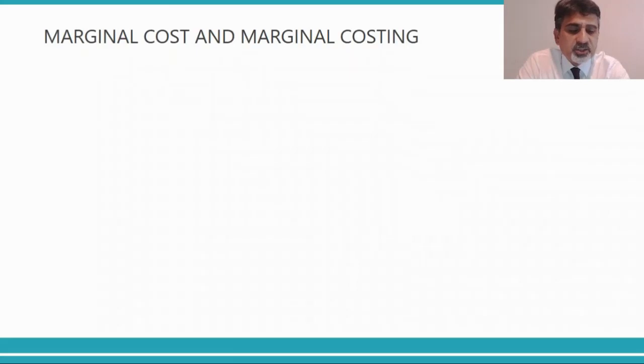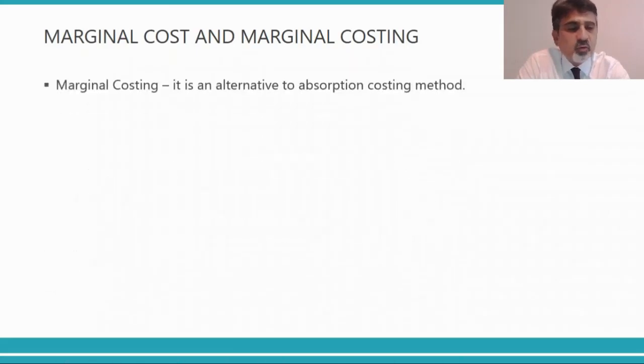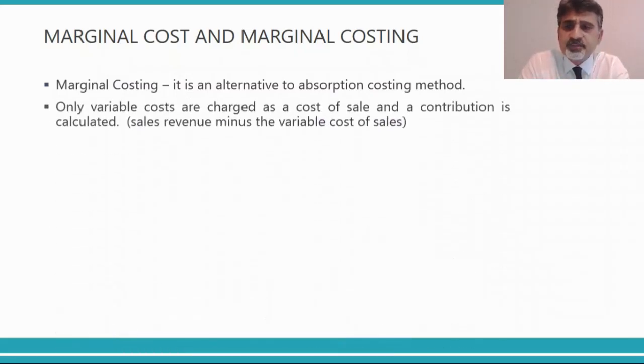Marginal cost and marginal costing. Let's first understand a few concepts. Marginal costing is an alternative to the absorption costing method. These are two different methods, but the purpose of both is to calculate the value of a unit of output, whatever you make, tables or chairs. What is the cost of making one table? To calculate the cost of making one table, you have two methods: absorption costing and marginal costing. So it's just an alternative.